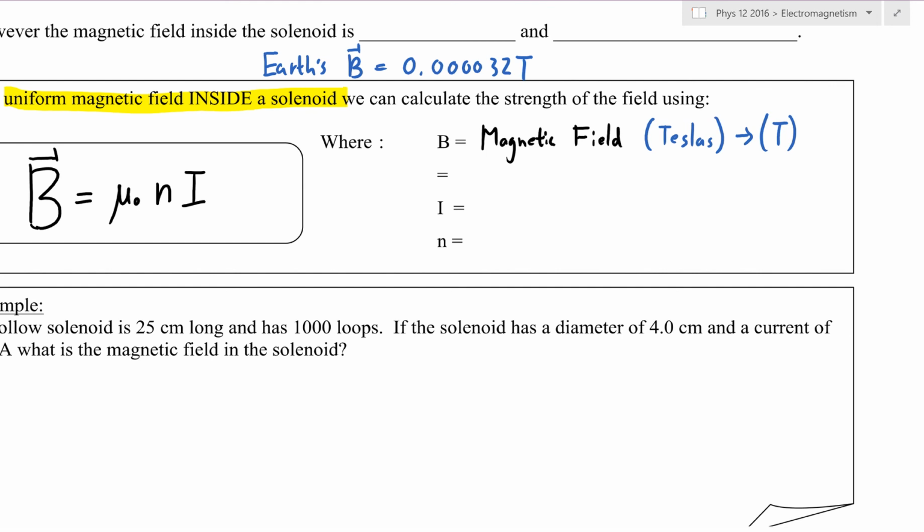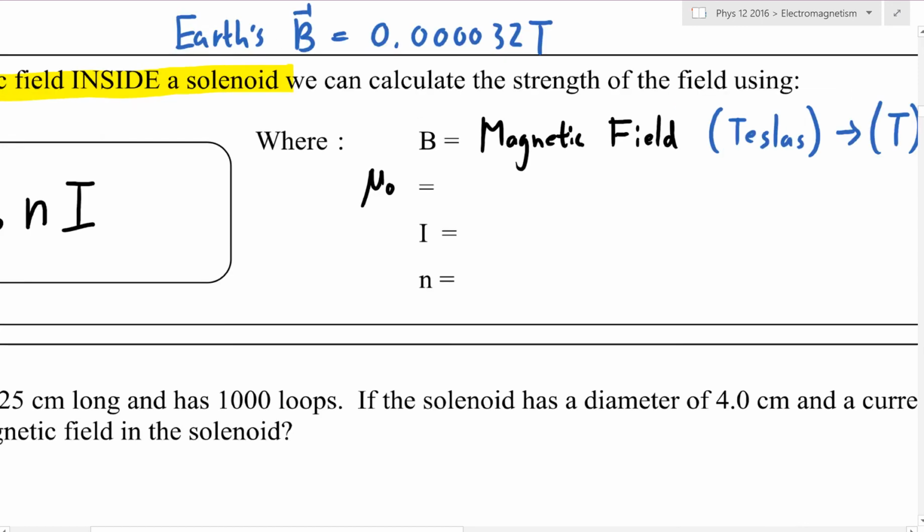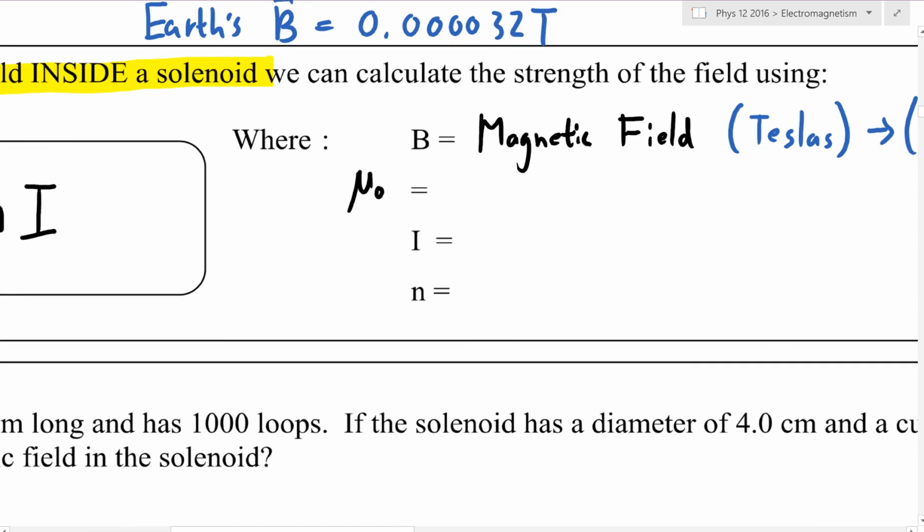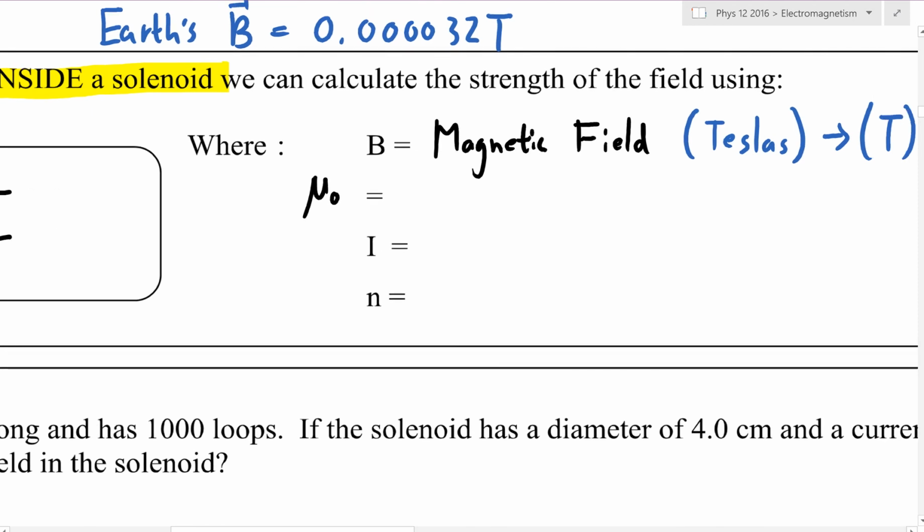Now the next unit is this mu naught. It is a mu with a little circle, called mu naught. That is called the permeability of free space, and it is on the formula sheet.